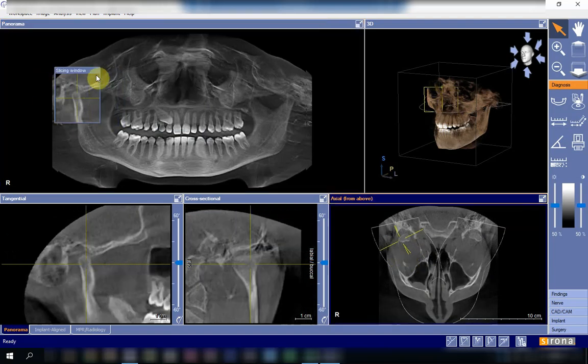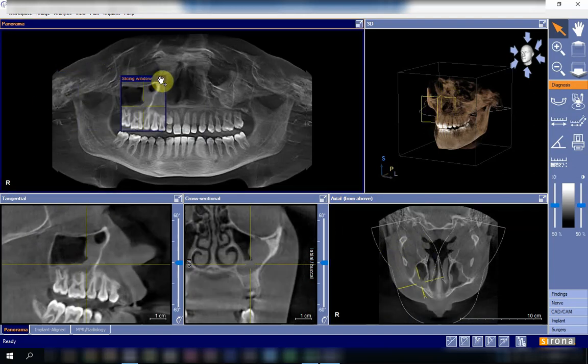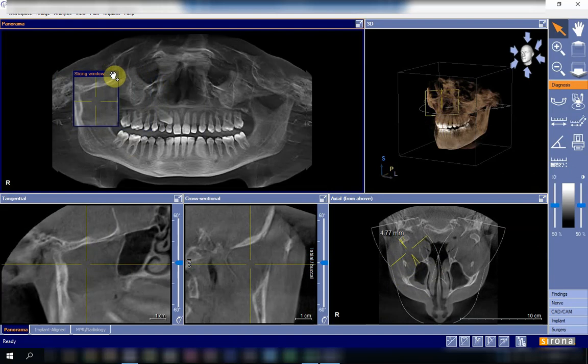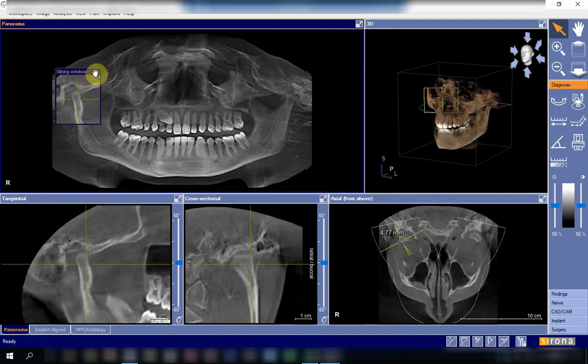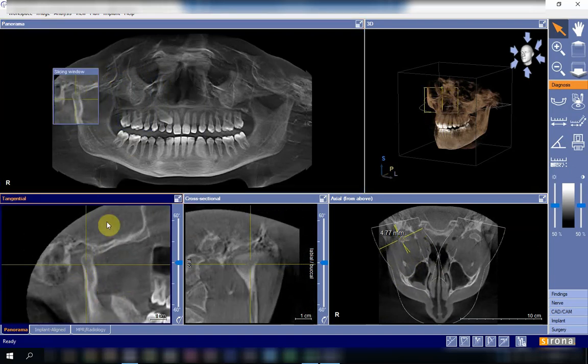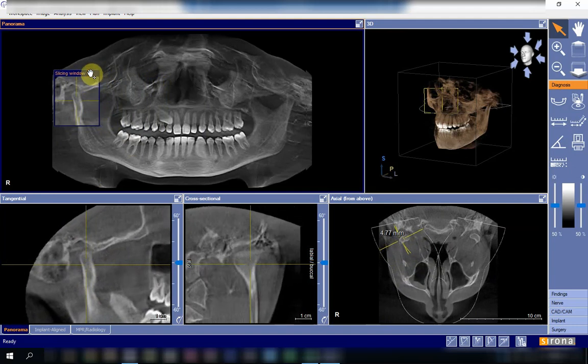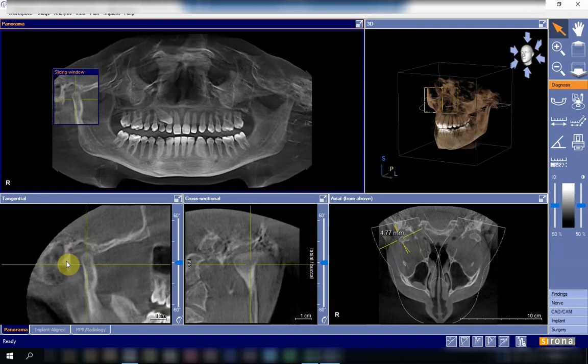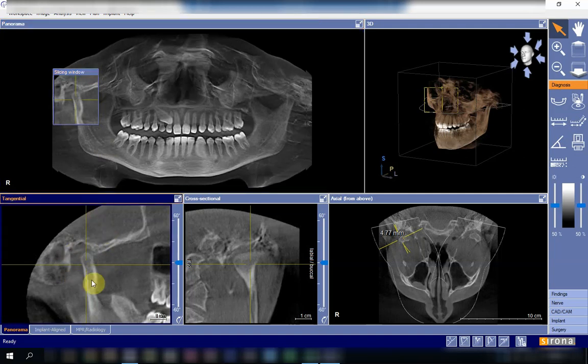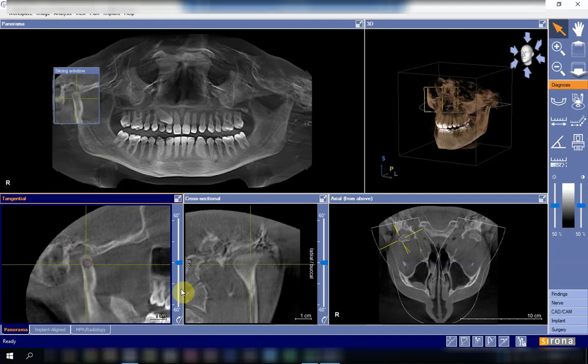Anyways, if we start with this patient, we will drag our slicing window to the condyle, the right condyle. This is the right condyle, and we will try to locate the condyle in the center. When we try, at the center of the condylar head, you will see that in the tangential view, the condyle is in the center. I'll drag it to the center.